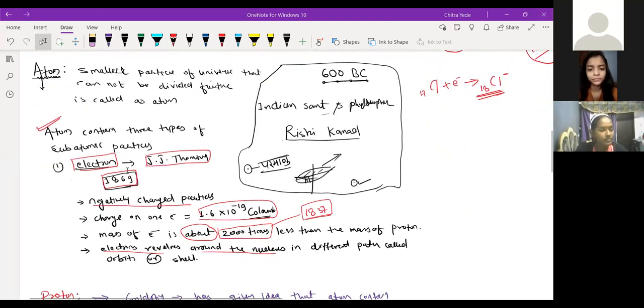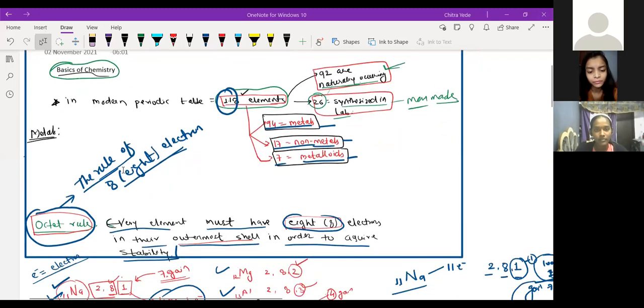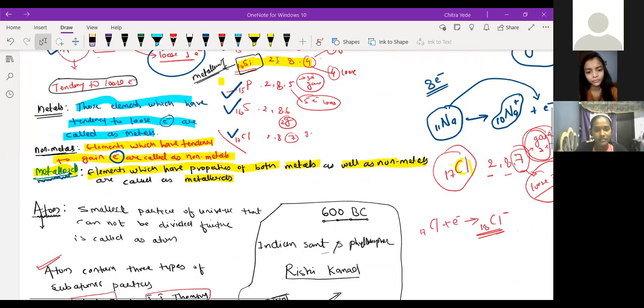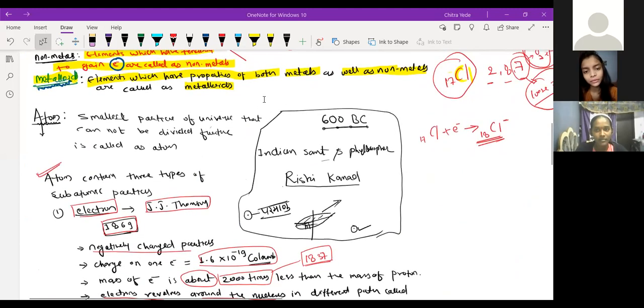Now we'll discuss the atom. What is an atom, Tejaswini, according to you? I want to know your view about the atom. So it's a structure, small structure. Okay, small structure. Tiny particle. Yes, sir.